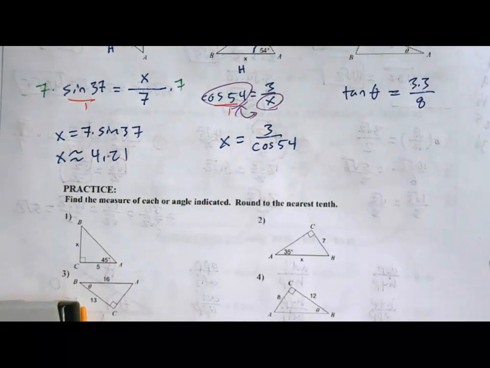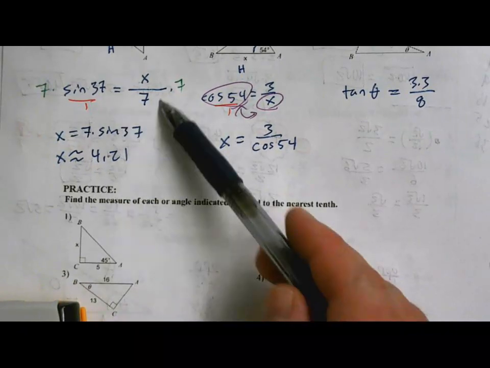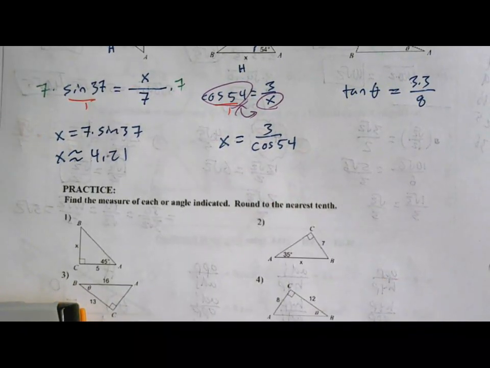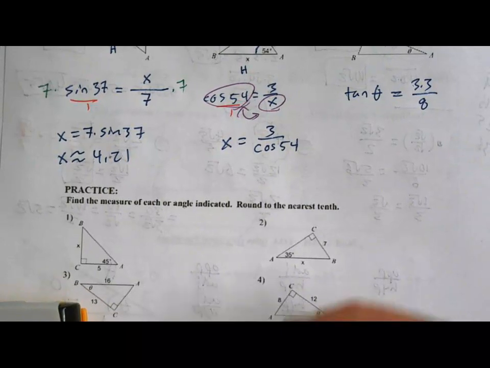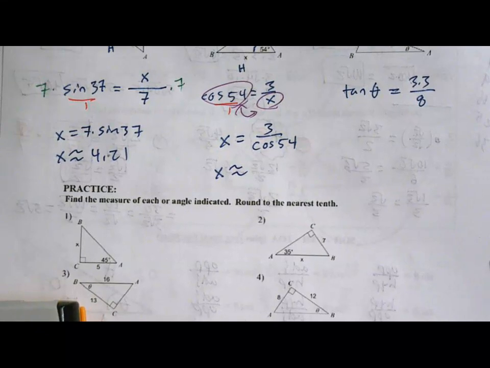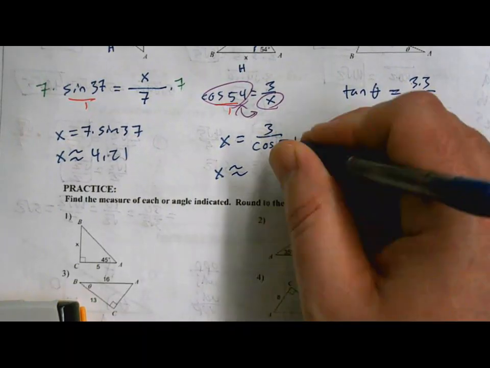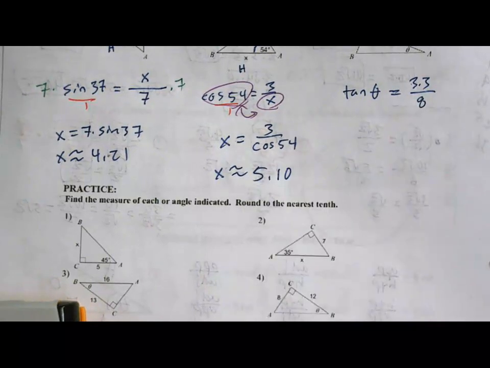Honestly, when you're doing a problem like this in an assignment or in a test, I need to see your original equation, and then you can jump straight to the answer from there. I don't need to see steps in between. That's about 5.10.